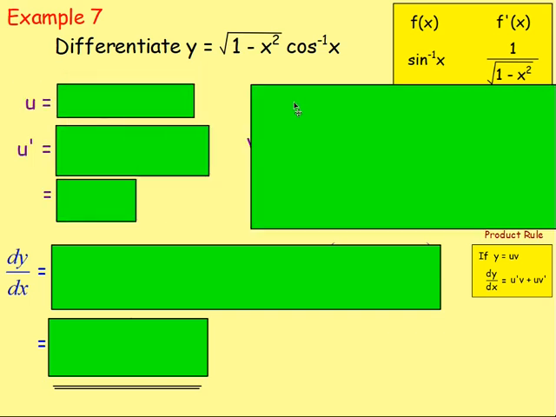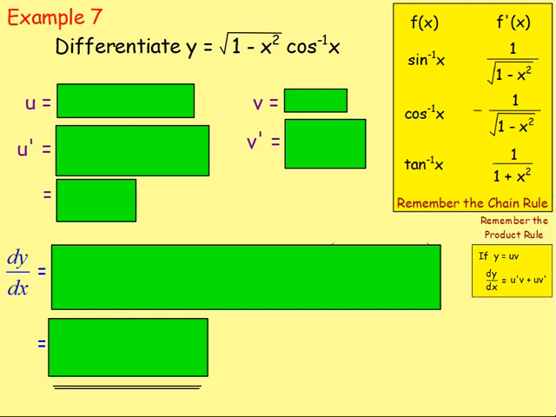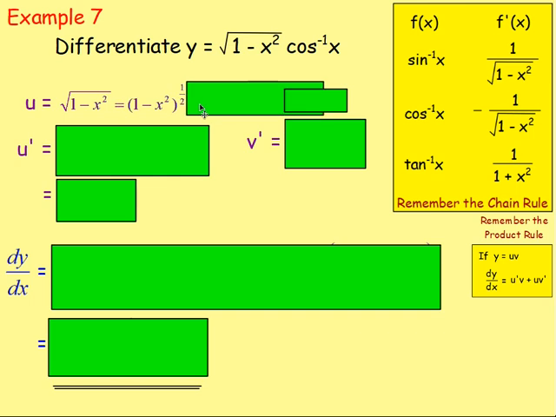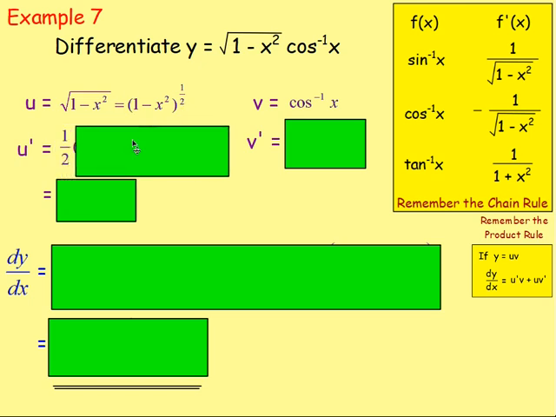So for this product rule, u dash v plus u v dash, u is the square root of 1 minus x squared. But before you differentiate that, you would write that as 1 minus x squared to the power of a half. And v is going to be cos to the minus 1 of x. U dash. So differentiate u. Well, to do that, you'd bring the power down. So you'd have a half, keep the brackets as they are, and then take 1 off the power. So a half take away 1 is negative 1/2.